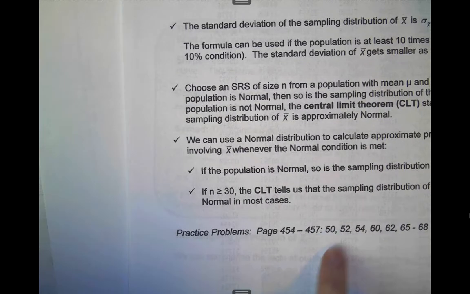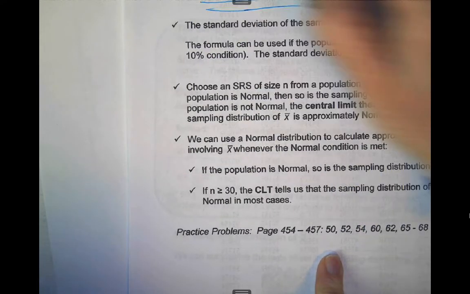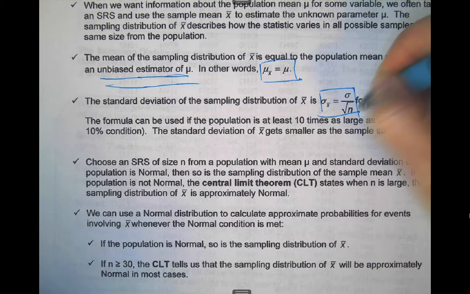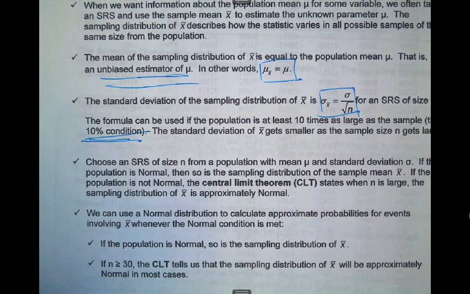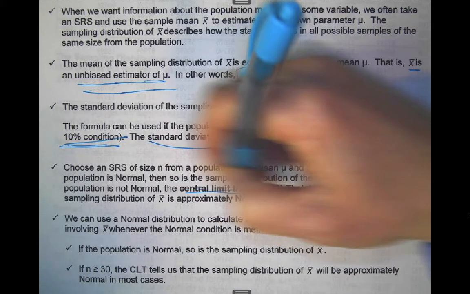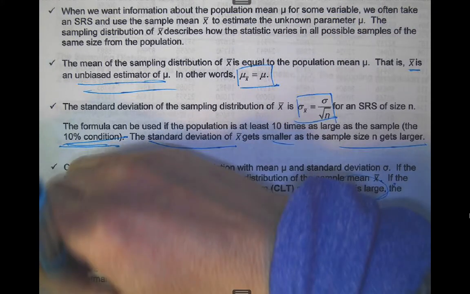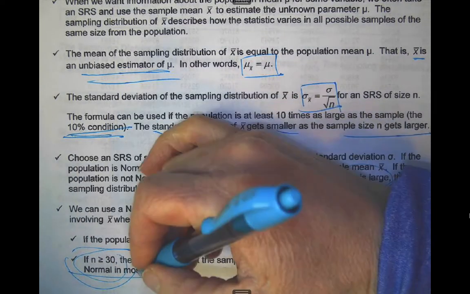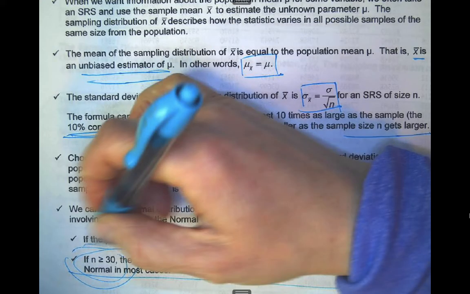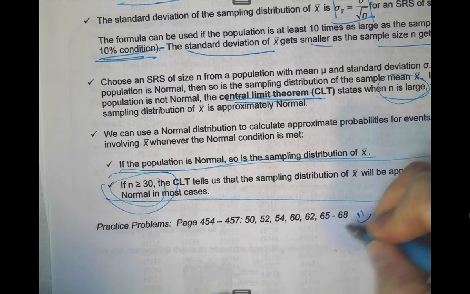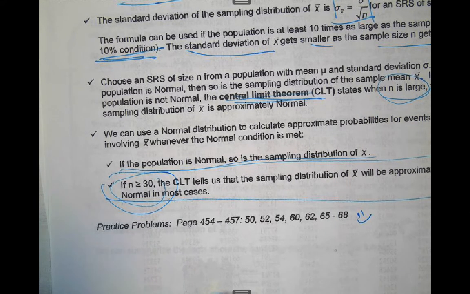All right, so, okay, X bar is an unbiased estimator of mu, the mean of all the X bars is equal to mu. The standard deviation, again, as long as that 10% condition's been met, gets smaller as the sample size gets larger. The central limit theorem says when n is large, in our case it's going to be 30, the sampling distribution of X bar will be approximately normal in most cases. For you, it'll be all cases, okay? And then if the population is normal, so is the sampling distribution of X bar. All right, those are the practice problems that you want to work on to prepare yourself for your test.